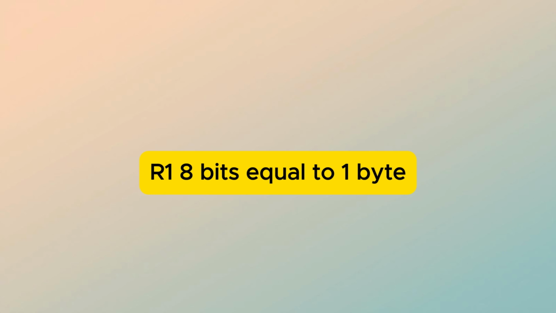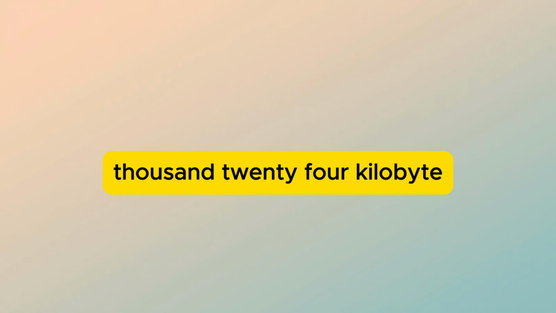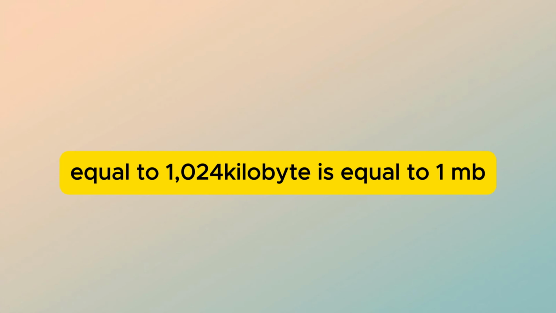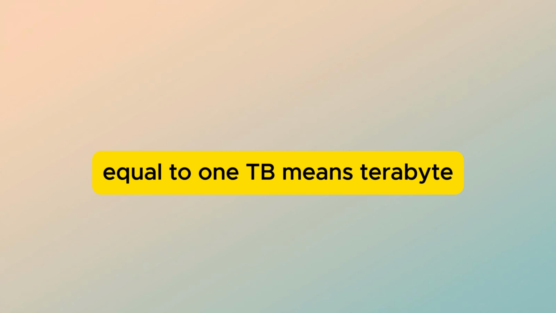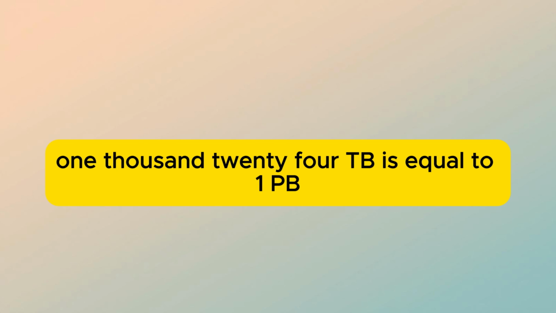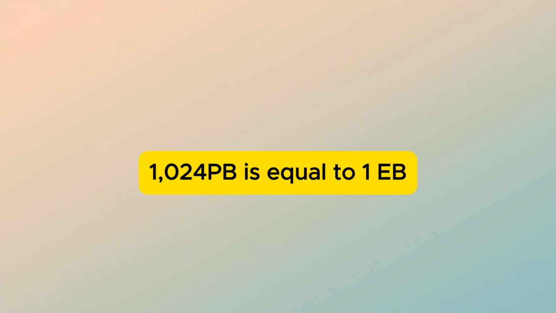8 bits equal 1 byte. 1024 kilobytes is equal to 1 MB. 1024 MB is equal to 1 GB. 1024 GB is equal to 1 TB, which means terabyte. 1024 TB is equal to 1 PB. 1024 PB is equal to 1 EB.